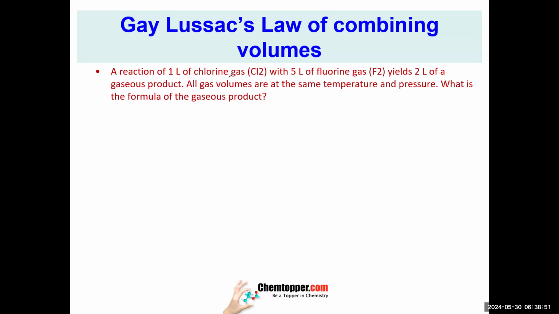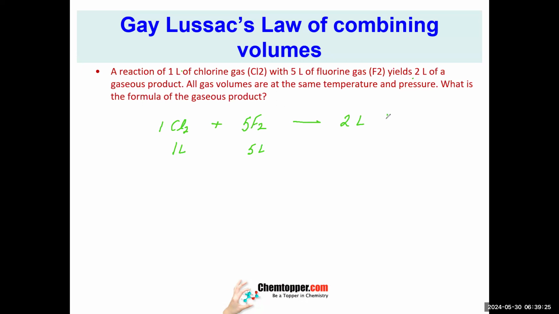Is it 1 liter of chlorine? Chlorine formula is Cl2. They are saying 1 liter. I'm writing 1 liter here, reacting with 5 liters of fluorine. The fluorine formula is F2. What's the ratio? 1:5. If this is 1, this should be 5 in the balanced equation, giving you 2 liters of the product. 2 liters of the product.